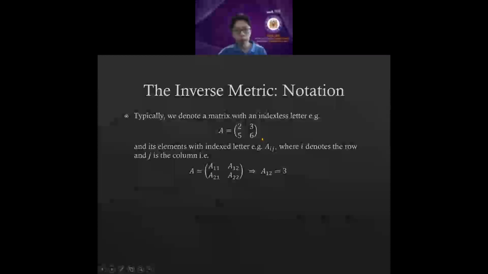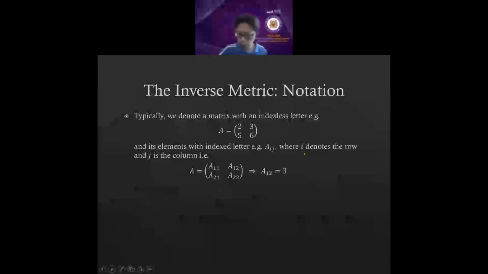Typically, if you have a metric, you are going to denote the metric without any index. You are going to use an indexless letter, for example, A, to denote this matrix. And you are going to denote the elements of the matrix with an index letter. For example, Aij, where i denotes the row and j denotes the column. In this way, whenever we write A12, this refers to the element in the first row, in the second column, which in this case is the number 3.